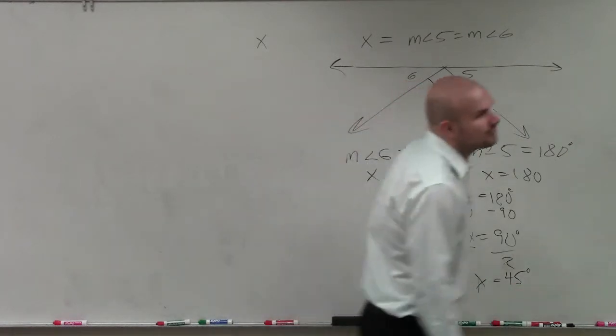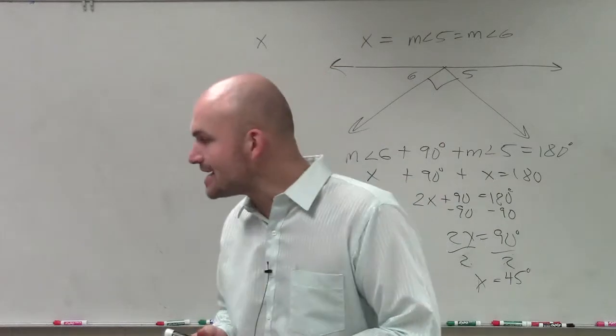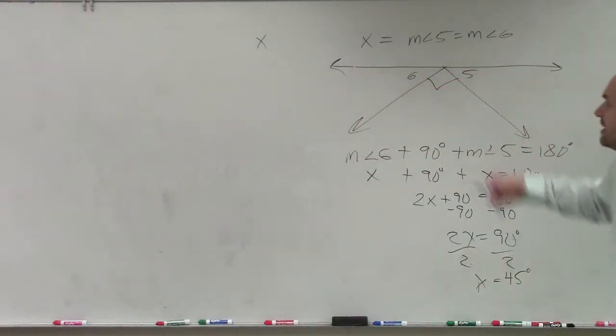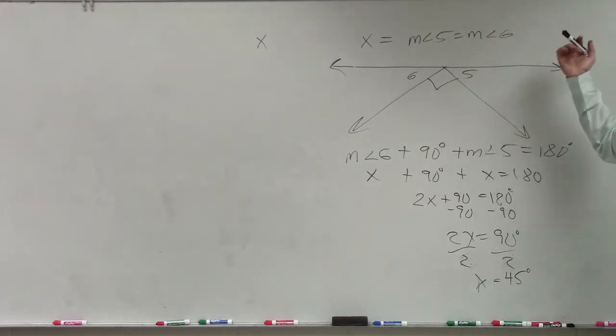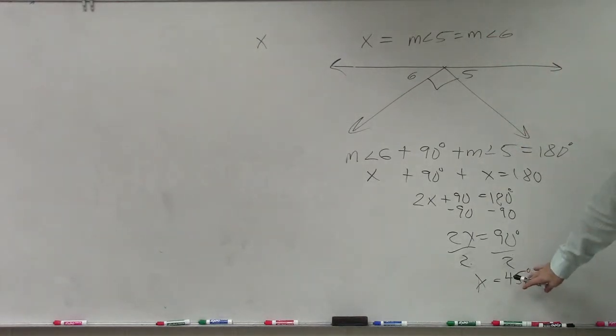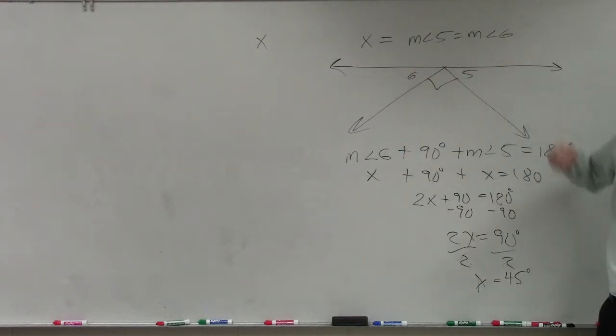But the problem does not say find x. It doesn't say solve for x. That's not what the question asks. The question says, what is the measure of angle 5 and angle 6? Well, we know they're equal to each other, and we know that x equals 45 degrees. Remember, x was the same as the measure of angle 5 and angle 6.